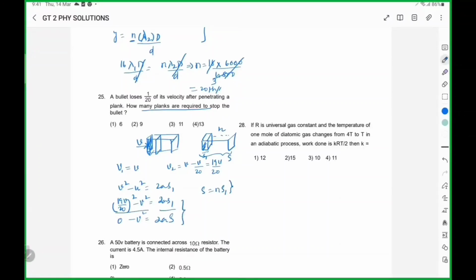Dividing one with the other, we get 361 by 400, v square gets cancelled. S1 by S here is minus 39 by 400. In fact, it becomes minus plus here also, which is S1 by S. S will be 400 S1 by 39. 400 by 39 is 10 point something. So 11 planks are required to stop the bullet.